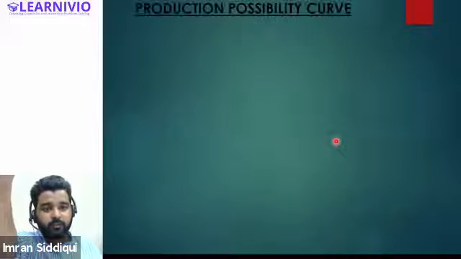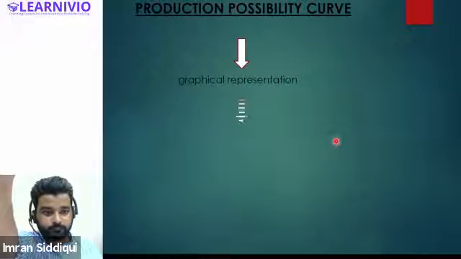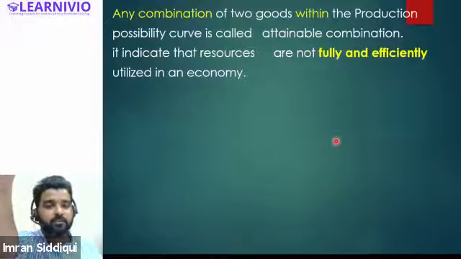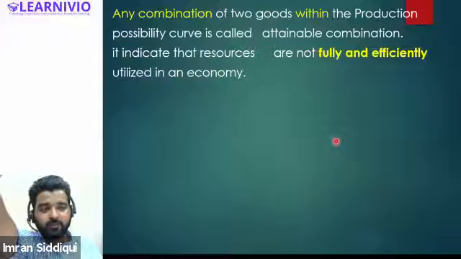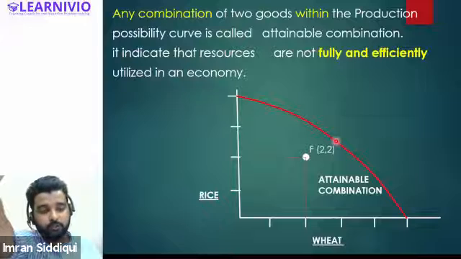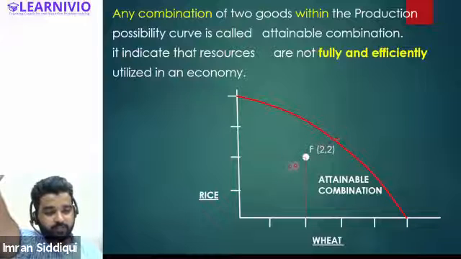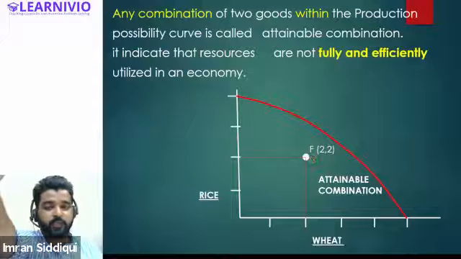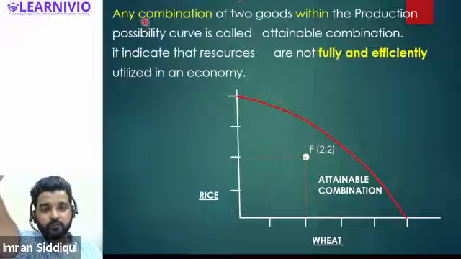Now, production possibility curve. There are certain assumptions of it. So let's first complete attainable and unattainable combinations. What are attainable combinations? Attainable combination means all those combinations that fall within the PPC or on the PPC. So suppose this combination F, because this is falling within the production possibility curve, we will call it an attainable combination.